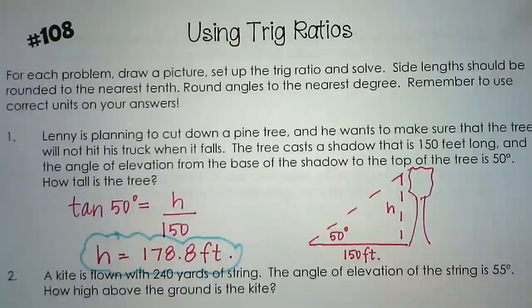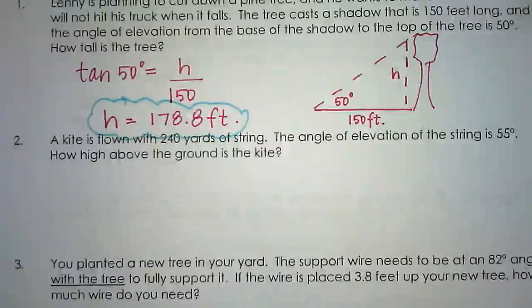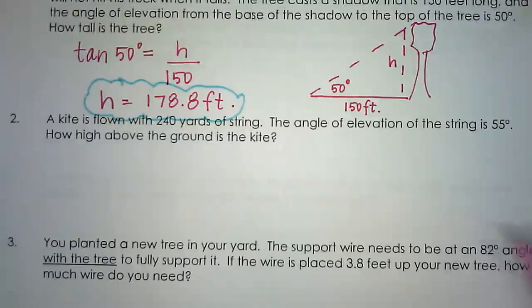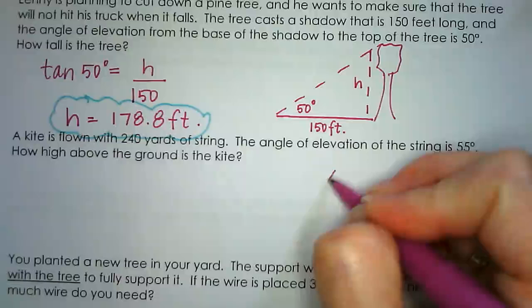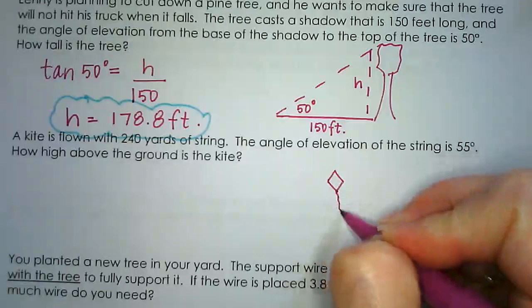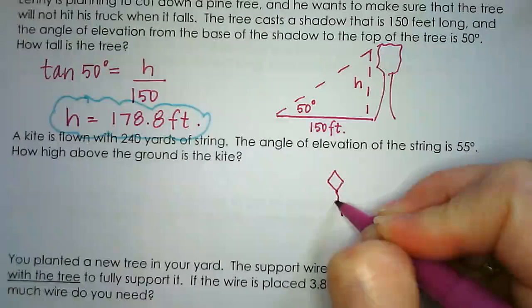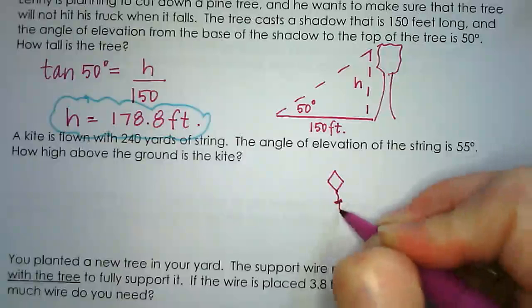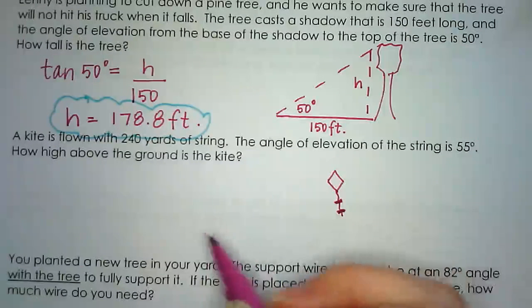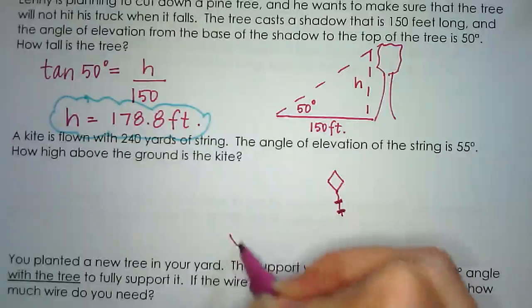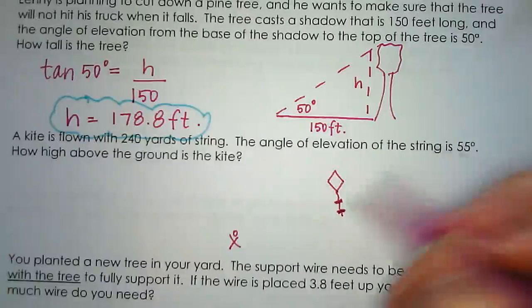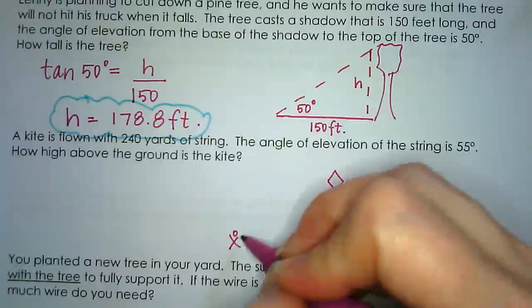All right. Okay, next up, a kite is flown with 240 yards of string. The angle of elevation is 55 degrees. So how high above the ground is the kite? Okay, so here's our little kite, which will make the little kite look like a kite. There we go. Okay, so we're flying a kite. Somebody is down here flying a kite. They have 240 yards of string.